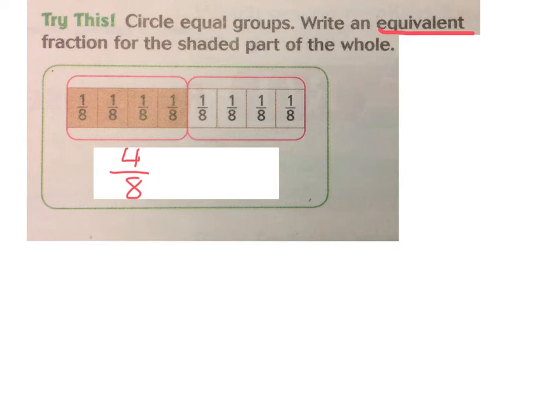I have also circled 2 equal groups. And 1 out of the 2 groups is shaded. So I would say that 1/2 of the group is shaded, which means 4/8 is equal to 1/2.